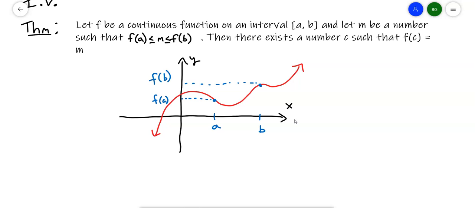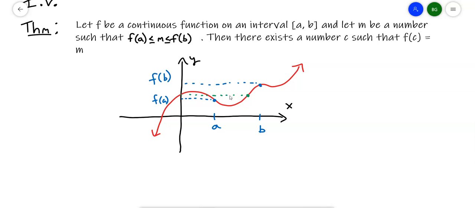So let's break this theorem down. It says m is a number between f of A and f of B, and I didn't specify where it is between those 2 points. So let's just mark off a random point just to talk about it, and then we'll maybe try to generalize a little bit more. So let's call that our m.